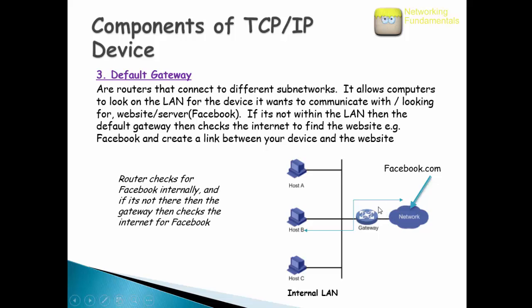So that's what the router does. The router checks for Facebook internally, and if it's not there, then the gateway will check the internet for Facebook. So that's what this default gateway is. That's the intelligence of it. In order to check internally for the request, if it's not here, the default gateway will then contact the internet to reply with a request for facebook.com. Okay.